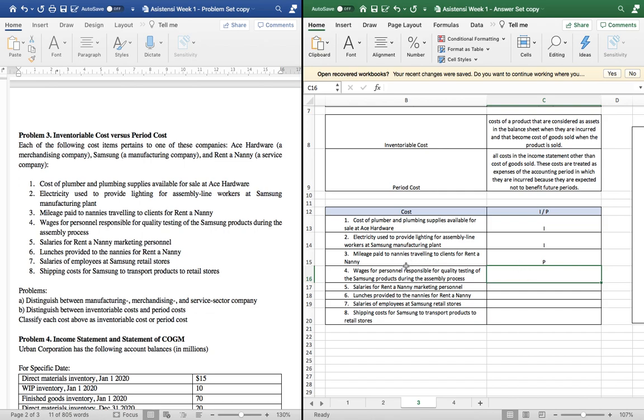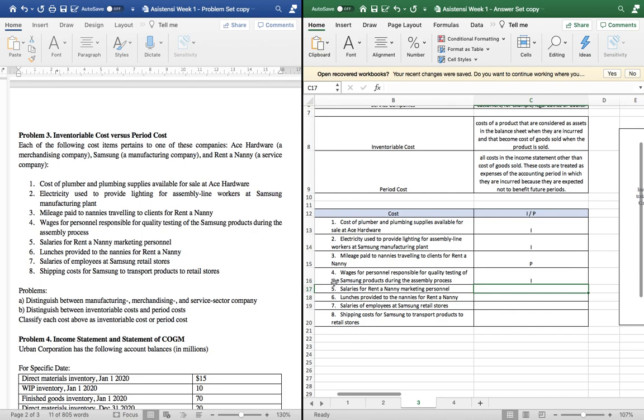And for the fourth one, wages for personnel responsible for quality testing of Samsung products during assembly process. This one is also an inventoriable cost. And the fifth one, salaries for Rent a Nanny marketing personnel, period cost because it is a service company. And the sixth one, lunches provided for nannies, Rent a Nanny, it is period cost.